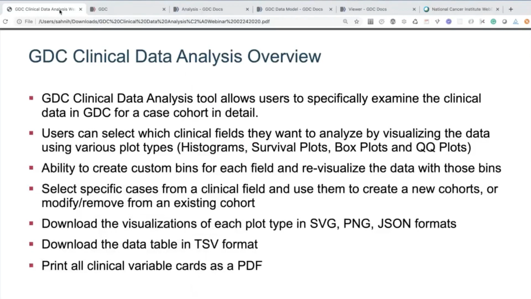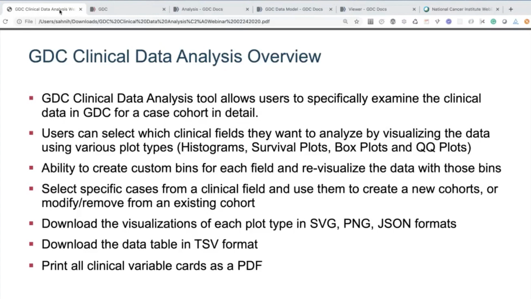Just a quick overview of the clinical data analysis tool in GDC. It allows users to analyze the clinical data at a cohort level. Users can make a cohort and then pick clinical fields that they want to analyze visually using various plots like histogram, survival plots, box and whiskers, and QQ plots. We'll go over those in a second. They can also create custom bins and then re-visualize the data within those bins.